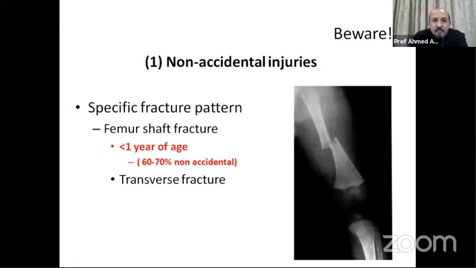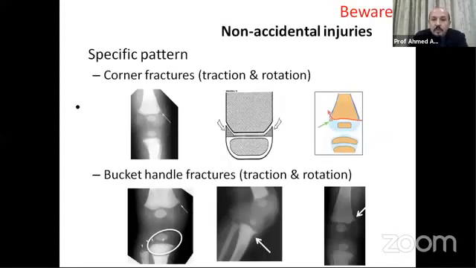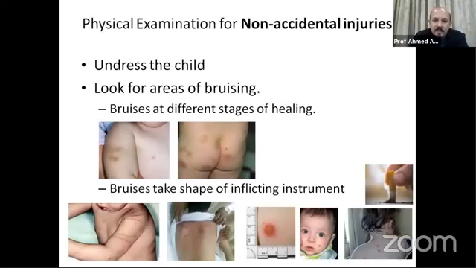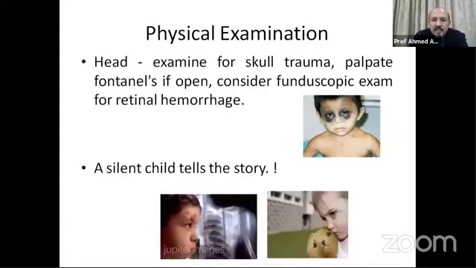Non-accidental injuries have a specific fracture pattern, usually transverse. When you have a child less than 1 year old with a transverse fracture, mostly this is a non-accidental fracture. This is a matter of violence, which could be associated also with other signs of violence or specific patterns like corner fractures or bucket handle epiphyseal fractures associated with a femoral fracture, indicating that this is not a normal fracture, it is non-accidental injury. And examination of the child will reveal sometimes, and a silent child tells you the story of the non-accidental injury.